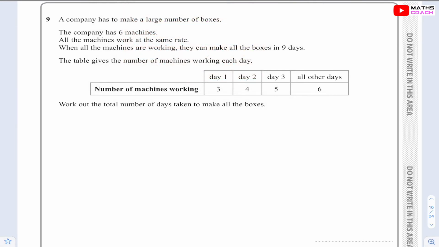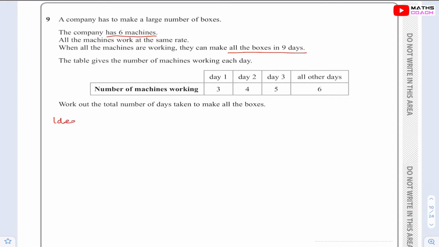Now the company has 6 machines, but all of them don't work at the same time. As you can see, on day 1, we had 3 machines working. On day 2, we had 4, and day 3, we had 5 machines. But all the days after that, day 4 and 5 and so on and so forth, all 6 machines were working. Now the question says when all the machines are working, they can make all the boxes in 9 days.